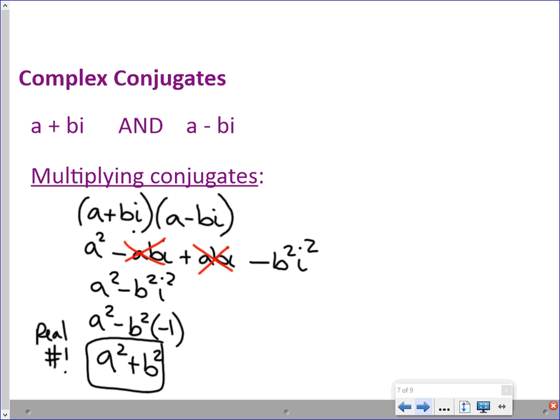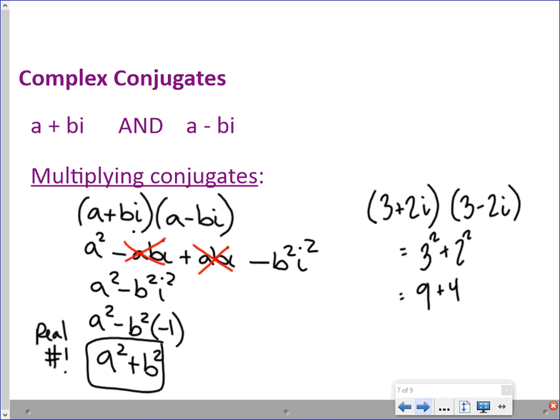Or if you like patterns, and you like knowing those things, you can skip right down to a squared plus b squared. So in number terms, if I had 3 plus 2i, and I multiplied it by its conjugate, 3 minus 2i, I know that that's going to be 3 squared plus 2 squared, which is 9 plus 4, or 13. Now, I can do all the work and see the i's cancel, but that's always going to happen if they're conjugates. So I can jump ahead if I want.